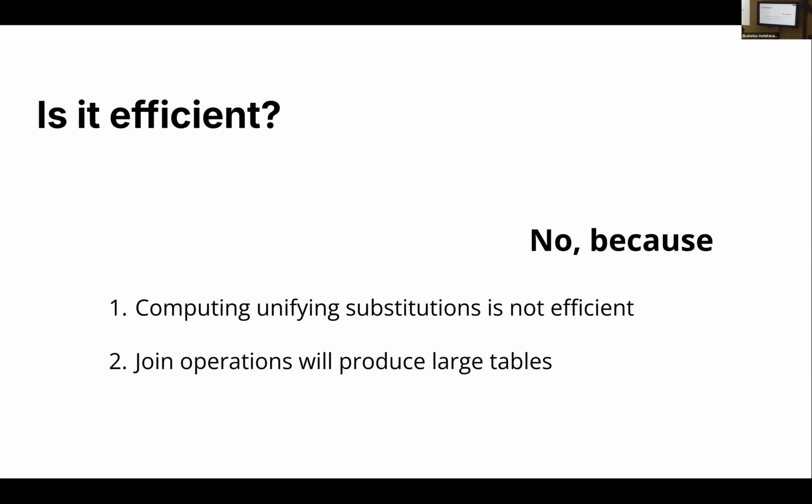One of the problems is that we get a lot of out-of-memory exceptions here, and moreover, on some benchmarks, in some cases, it's just impossible to wait for the caching to complete. And why is this happening? The first reason is that computing unifying substitutions is not so efficient. We will look further at how it looks. But the most valuable reason is that the join operation will produce quite large tables.